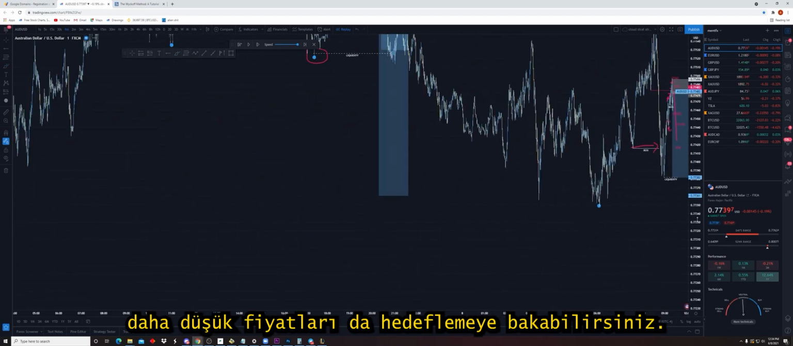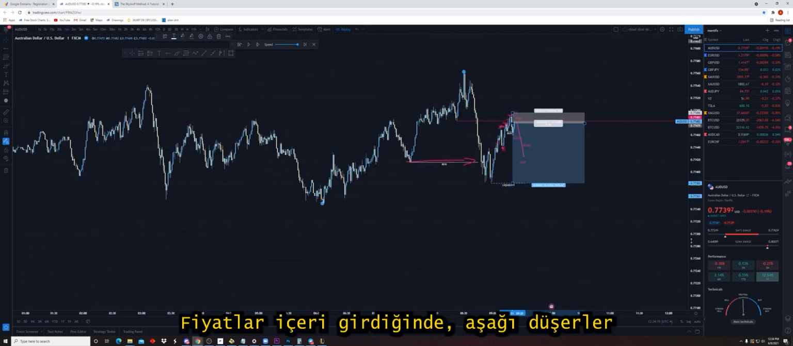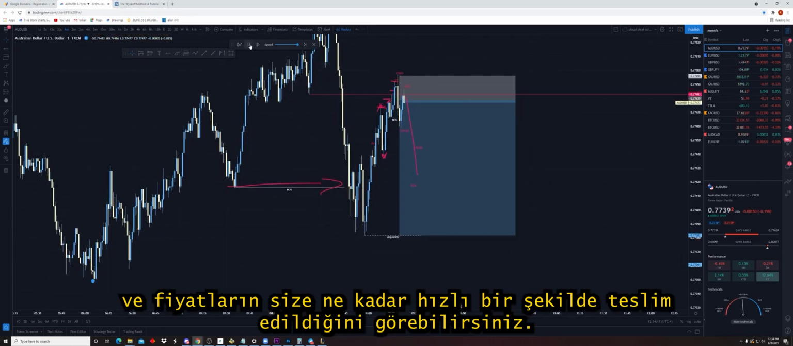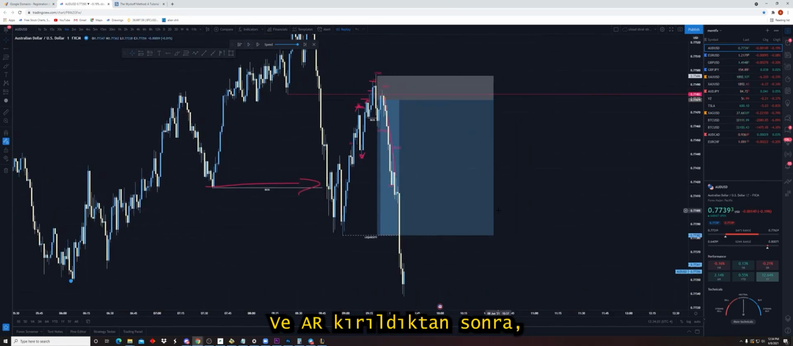And again, just because that's liquidity doesn't mean that should be your end target. You can then look to, especially if you have a higher time frame bias, look to target lower prices as well. But in this case, the liquidity point is a fine area to target, right? As prices tap in, they drop lower, and you can see how very quickly prices were delivered to you.